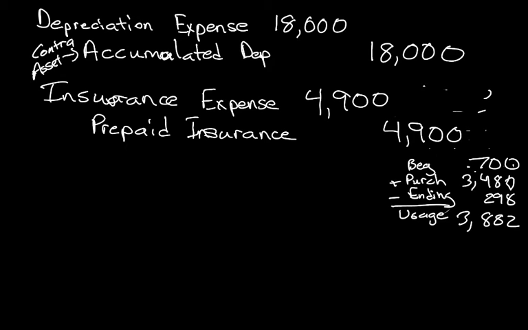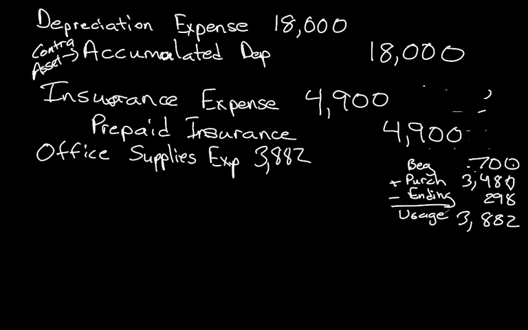So we're going to do a journal entry for that, and that is our office supplies expense will be debited $3,882 because it increased. And our office supplies, which is an asset, it decreased because we used those assets. So we're going to credit that asset $3,882.